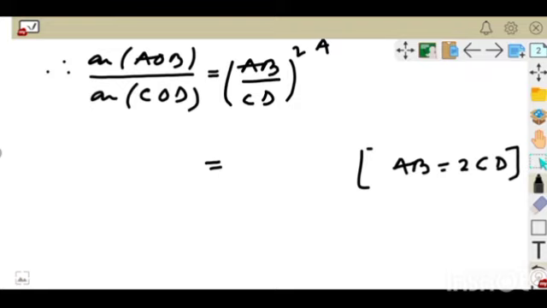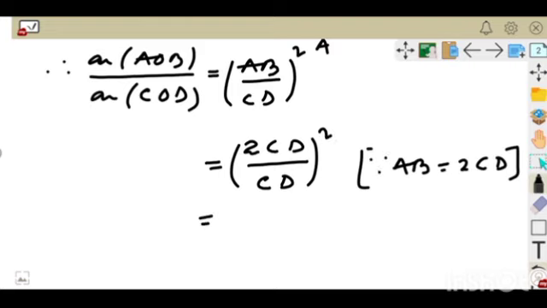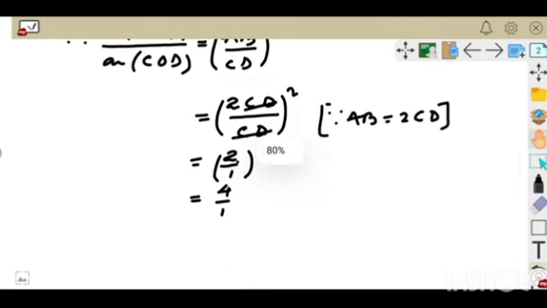Okay, so what happened now? In place of this AB, let me write twice CD. Below this, I'm going to write CD again. Then here whole square. Okay, now you can cancel CD, CD. So what happened now? We have here 2 by 1 whole square. So this is nothing but 4 by 1. So in the form of ratio, you can write equal to 4:1.